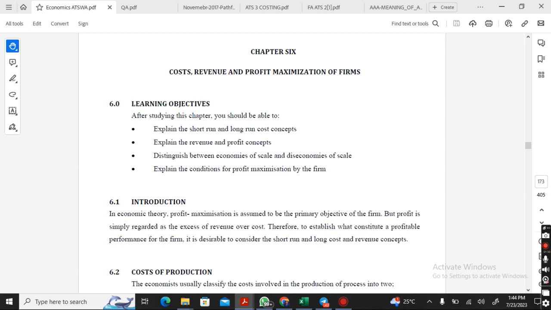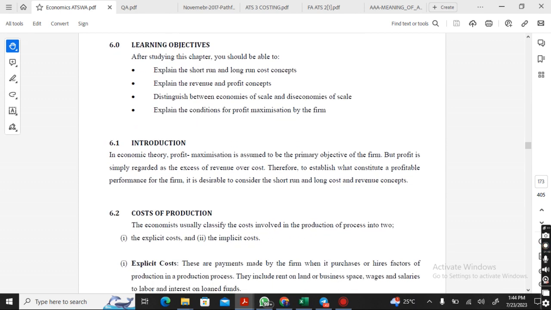So now I want to look at the short run and the long run cost, and also explain the revenue and profit concept. Are you with me? I want to differentiate between economies of scale and diseconomies of scale. This is where you need to be very focused now.